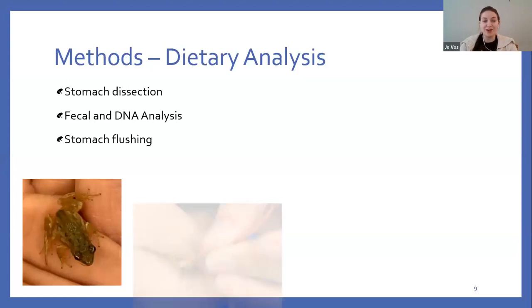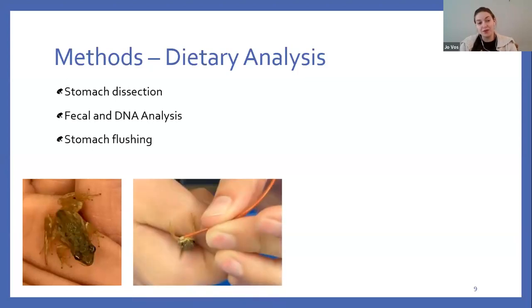And I'll show you a couple pictures here from our training. So this is a boreal chorus frog, young of the year. This is the one that we caught in the pitfall traps for the training purposes. And essentially you have a syringe and a tube attached to a syringe, and the syringe is full of water.